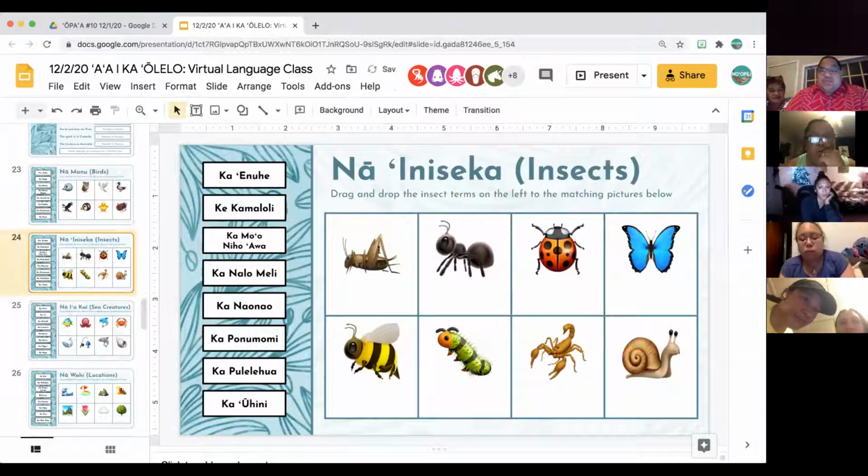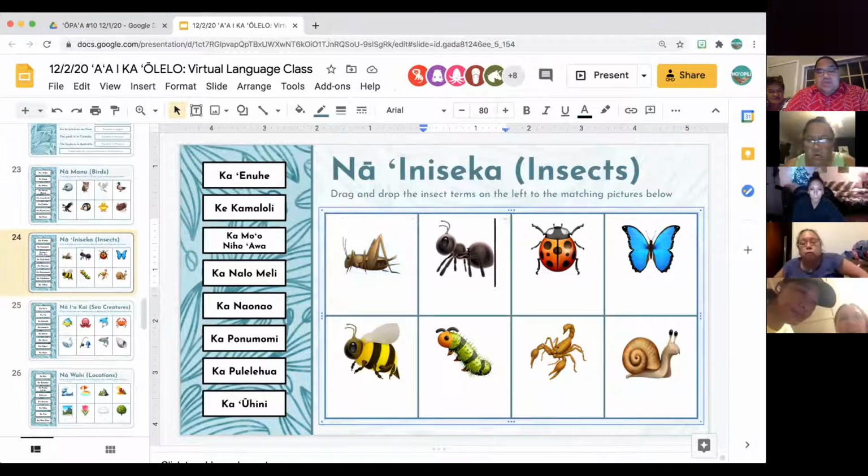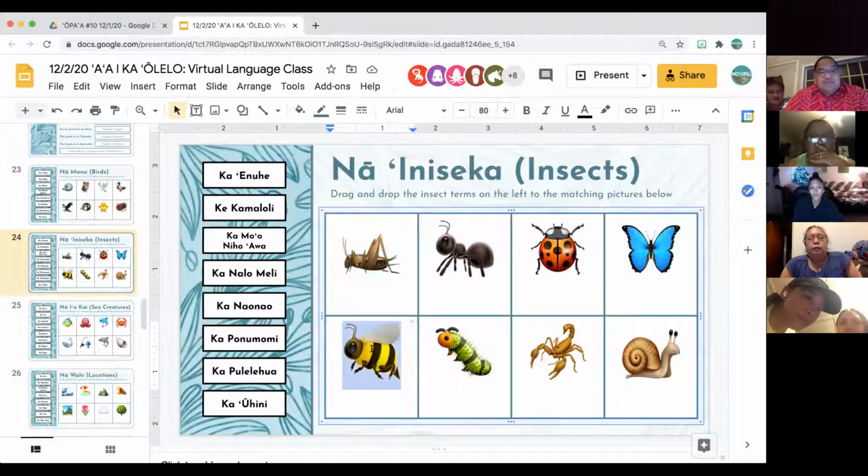Now choose one insect. You have your cricket, uhini, cricket. Ant is now now. Ladybug is ponu momi, ponu momi. Butterfly is pulelehua. It's my favorite. The nalo meli is the bee.